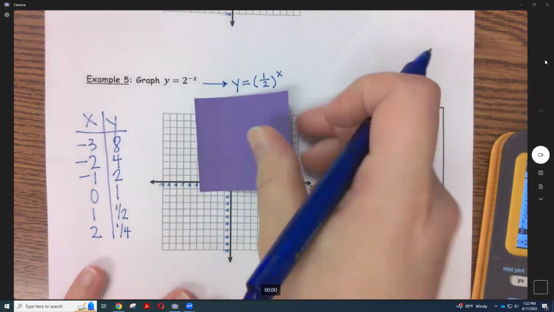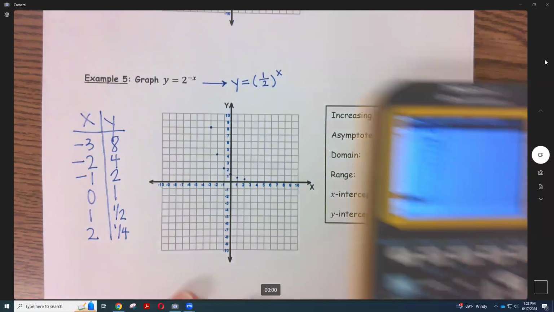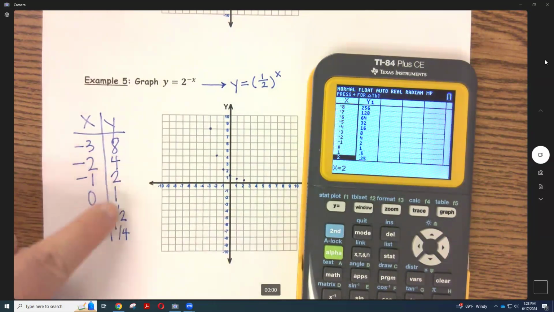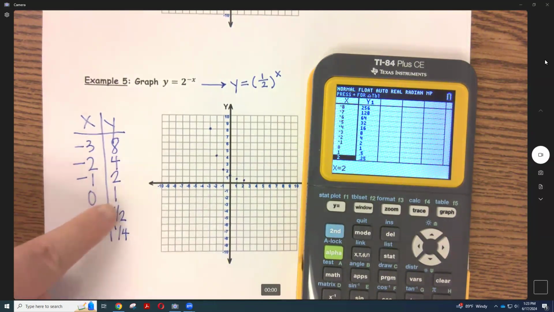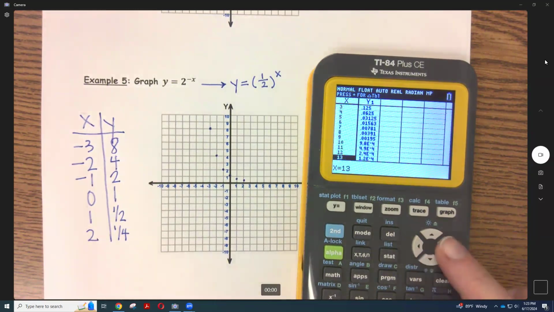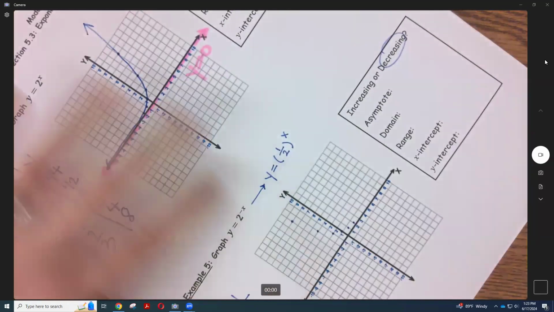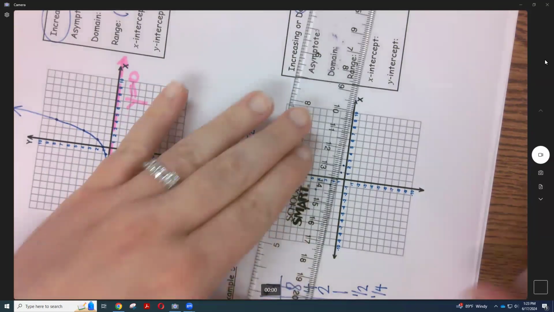Okay, so pause this video so you can plot these all. But before we connect these, let's talk about what's happening. Because my base is now 1/2, that's why everything is getting cut in half. 1/2 times 8 is 4, times 1/2 is 2, times 1/2, times 1/2, times 1/2. So we're going to keep halving. We're going to get closer and closer to 0, but we will never touch it. So we have another horizontal asymptote right here at y equals 0.